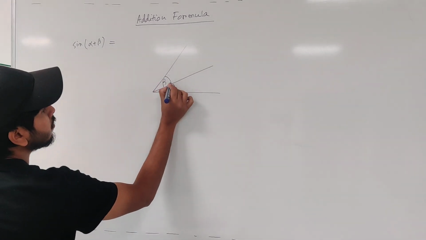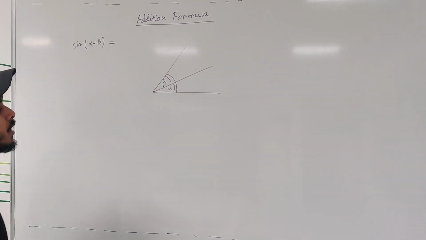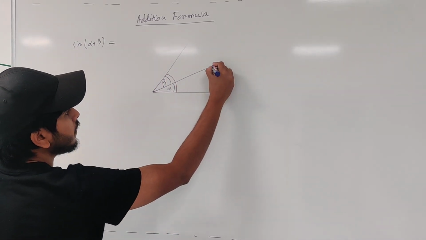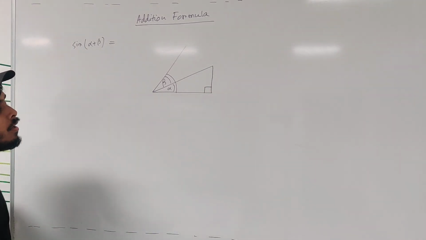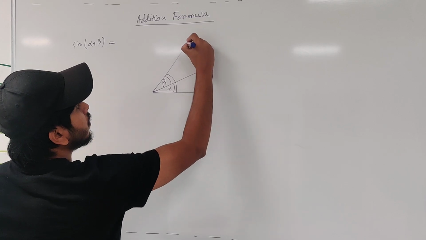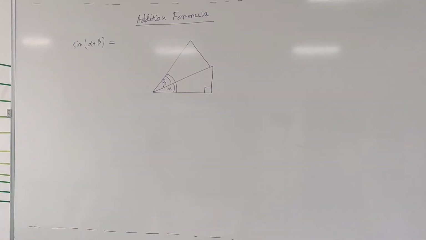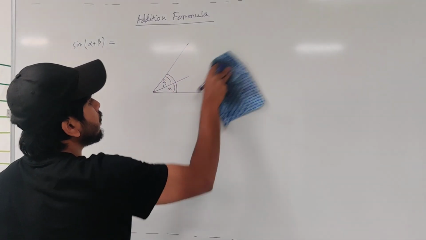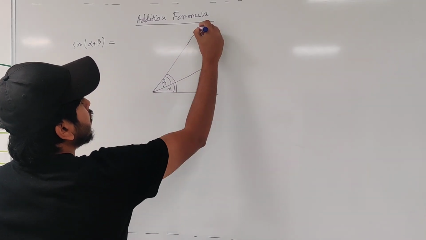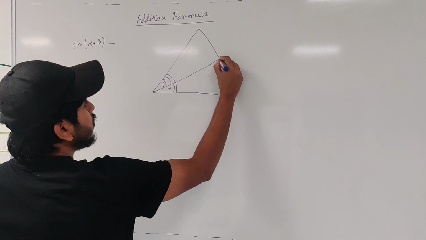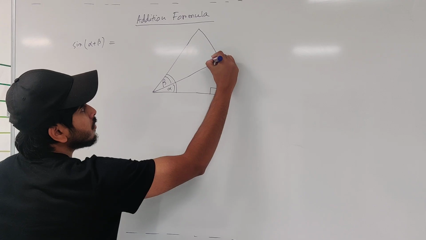Okay, so that we have this big angle alpha plus beta. So sine alpha plus beta, what is that? We have to figure that out. So first of all, let's drop a perpendicular from this point. Just get rid of this extra line. Let's drop another perpendicular from here. Let's redraw it. Let's drop a perpendicular from here and a perpendicular from here. Okay, so this is 90 degrees, this is 90 degrees.